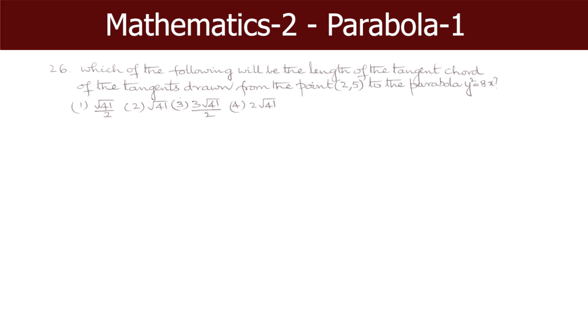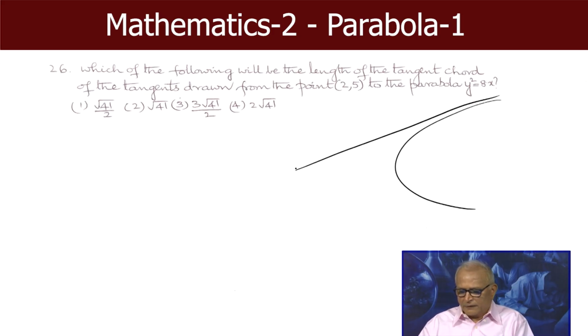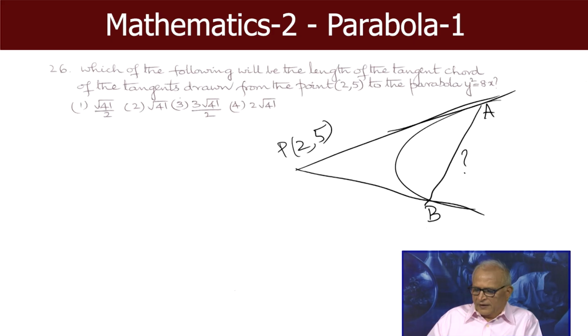ఓకే 26. Which of the following will be the length of the chord of contact of the tangents drawn from the point 2,5 to the parabola y square equal to 8x? ఒకసారి ఊరికే ఎంట్రన్స్లో ఇచ్చారు. ఇలా ఉంది. దిస్ ఈజ్ 2,5. దిస్ ఈజ్ AB. AB లెంగ్త్ ఎంతని అడిగారు. ఇందాక సేమ్ క్వశ్చన్.